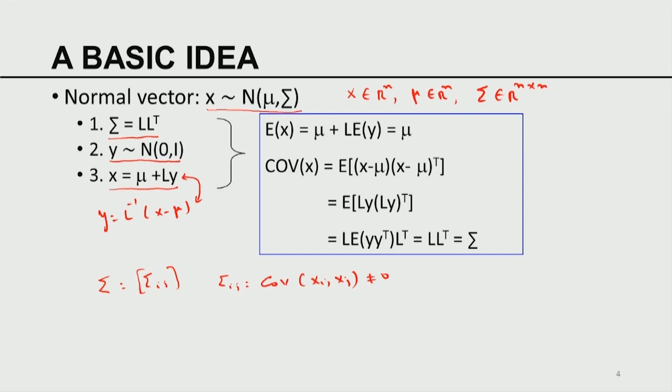So 3 gives you a transformation from a correlated random vector to an uncorrelated random vector, or from an uncorrelated random vector to a correlated random vector. The transformation from x to y is called the whitening transformation.